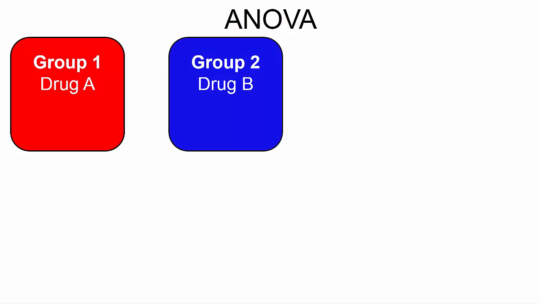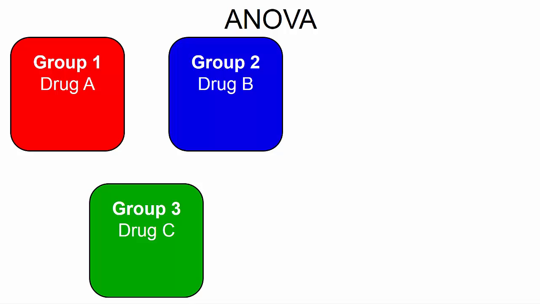The ANOVA test is similar to the t-test, but whereas the t-test compares two groups of continuous variables to determine if one group statistically significantly outperformed the other, the ANOVA test can process three or more groups. In this example, we have three groups. The members of each group will be given an antihypertensive drug. The participants in Group 1 get drug A, the participants in Group 2 get drug B, and the participants in Group 3 get drug C.